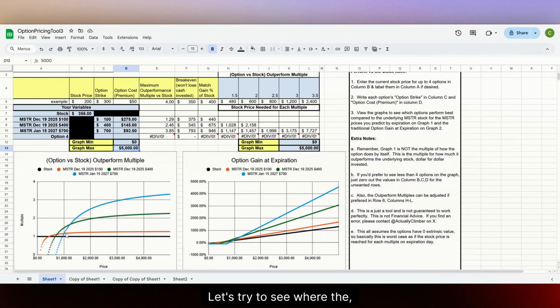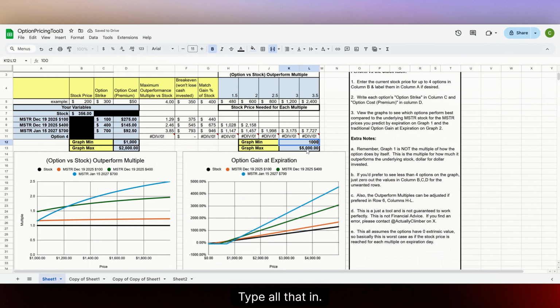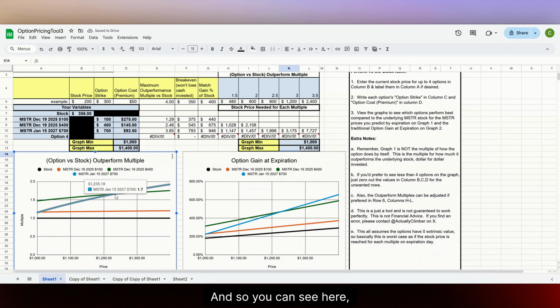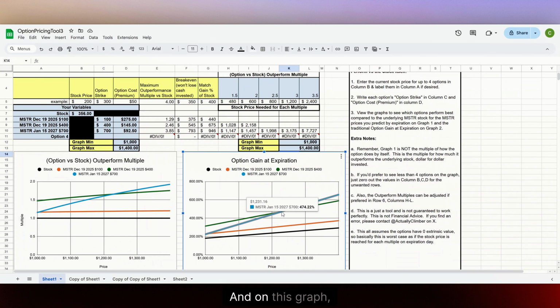So we can see this. Let's try to see where the blue line crosses the green line. That's going to be between 1,000 and 2,000. We'll type all that in, and we can even zoom in a little more. And so you can see here, it's just over 1,200. Let's call it 1,240. And on this graph, you can see the same exact thing.